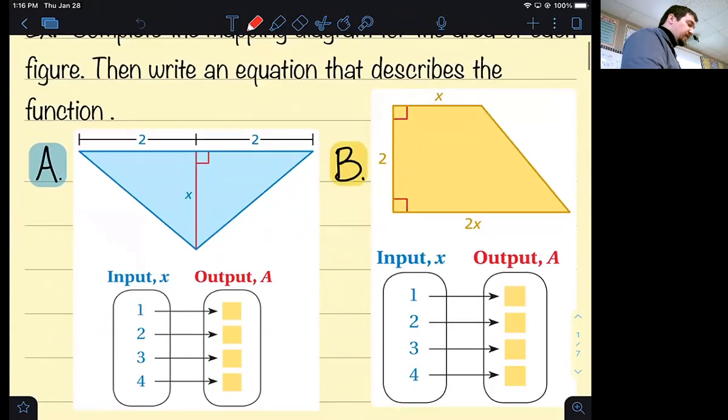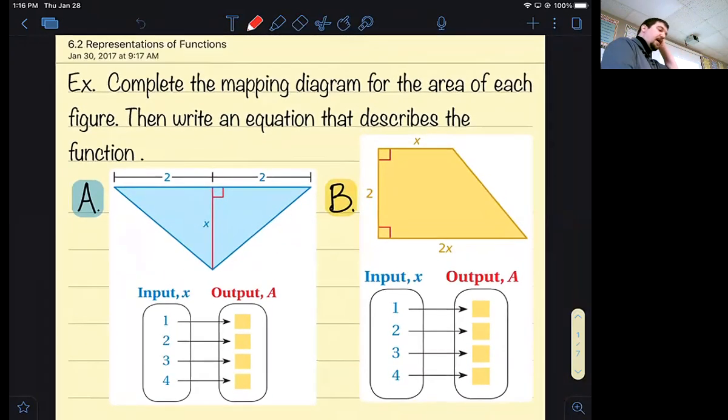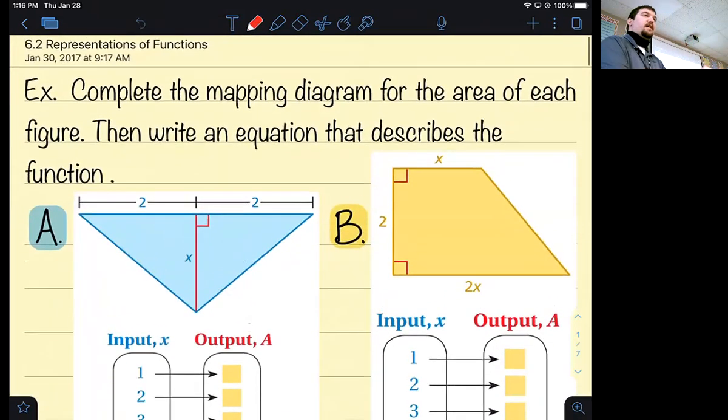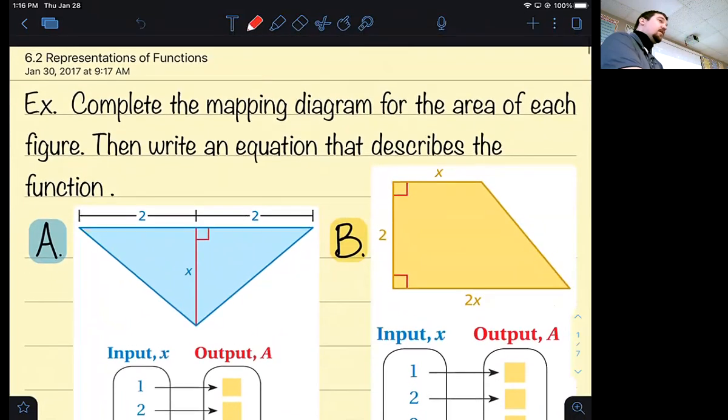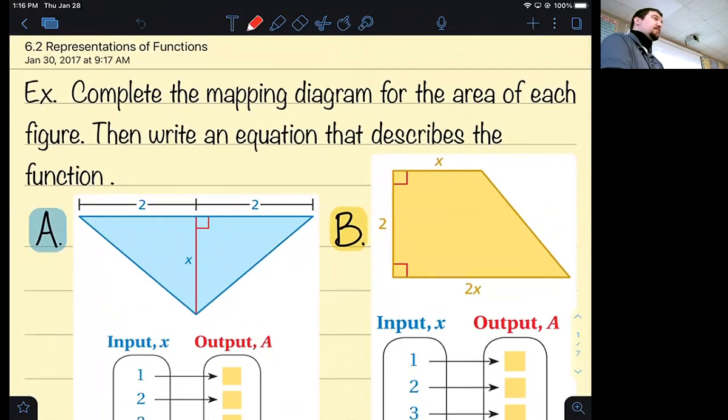So let's look at the first two examples. They want us to complete the mapping diagram. Of course, we talked about mapping diagrams yesterday when we talked about functions. It says complete them for the area of each figure and then write an equation that describes the function. Now, yesterday's lesson was, is this a function or not? All of these examples from today's notes will be functions. They're going to want us to write those functions.